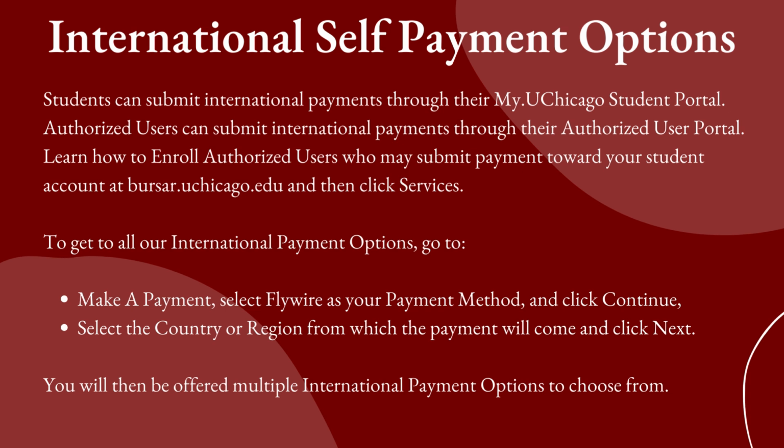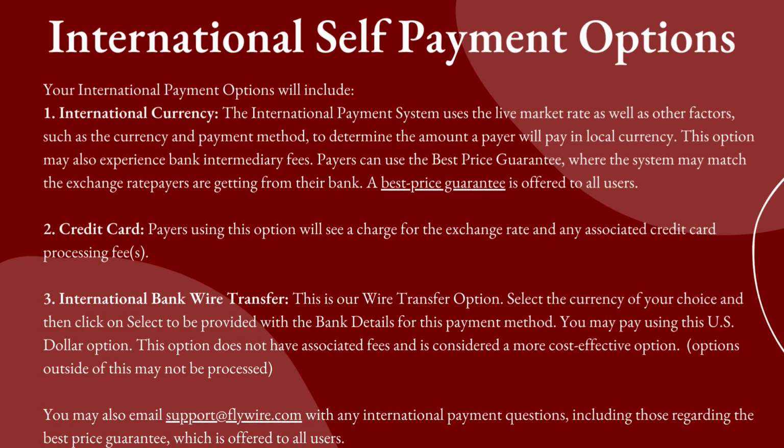Services. To get all our international payment options, go to Make a Payment, then select Flywire as your payment method, click Continue, then select the country or region from which the payment will come, and click Next. You will then be offered multiple international payment options from which you can choose. Your international payment options will consist of international currency.